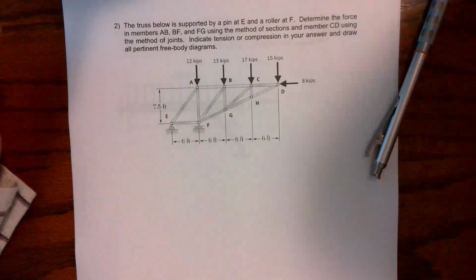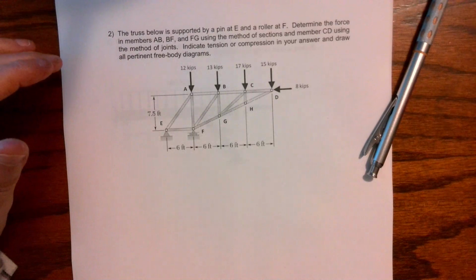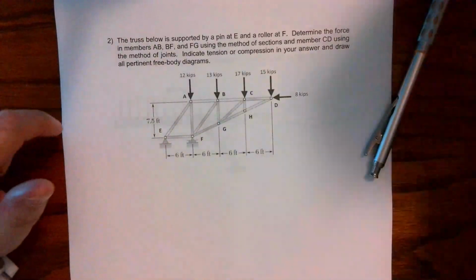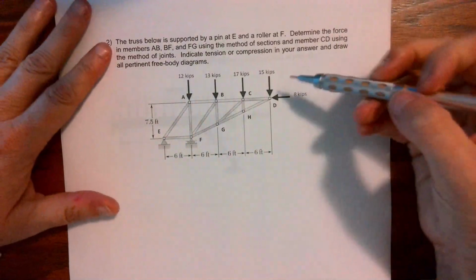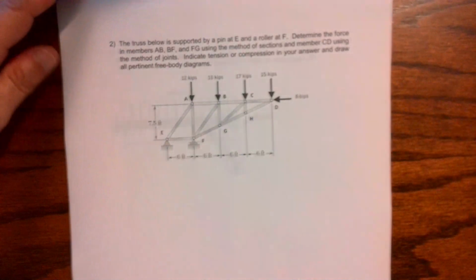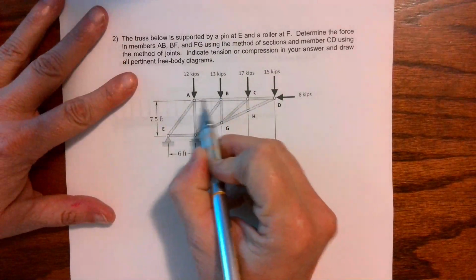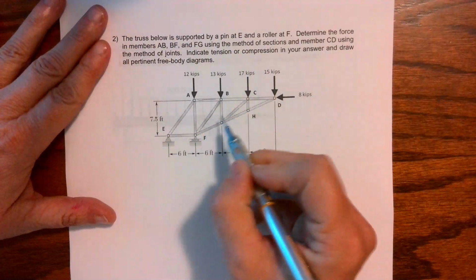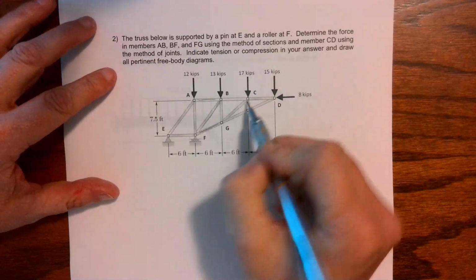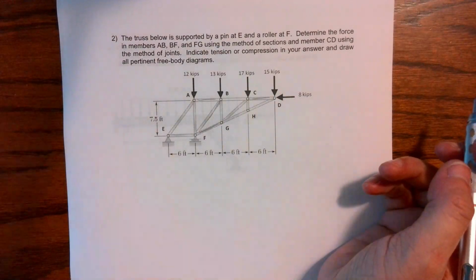Okay, so you all don't have this problem. It's from a past exam. You can read through here that we have a truss below supported by a pin at E and a roller at F. Determine the force in members AB, BF, and FG using method of sections, and member CD right here, using method of joints. Indicate tension and compression.